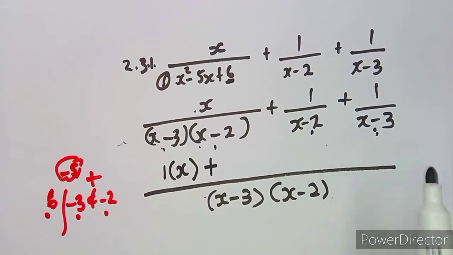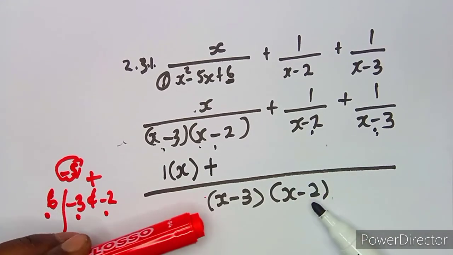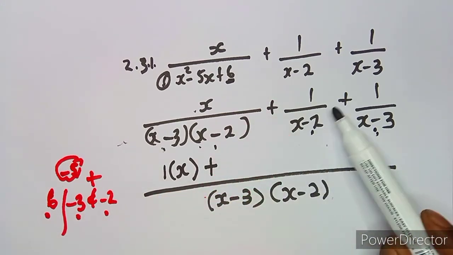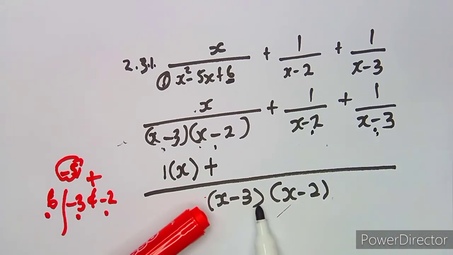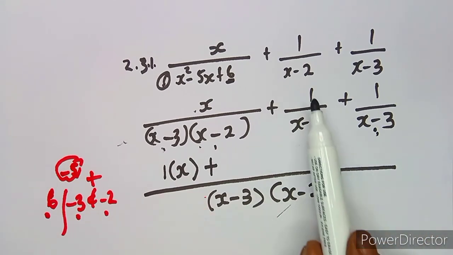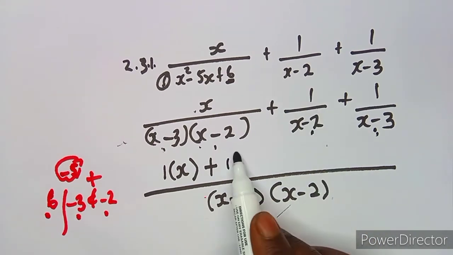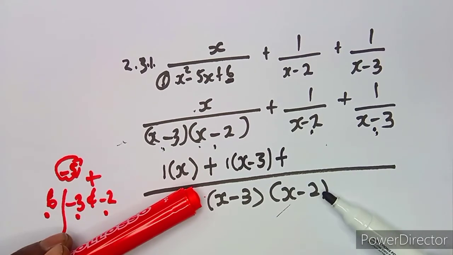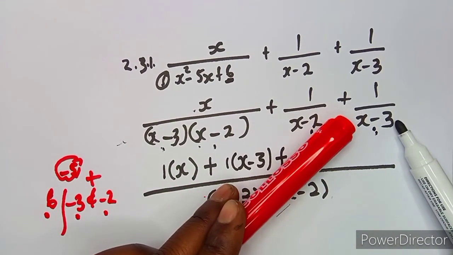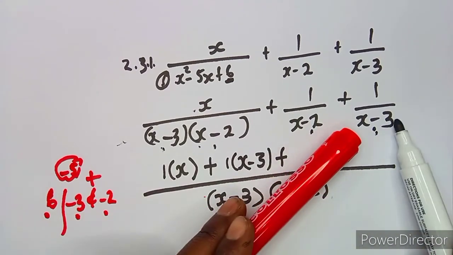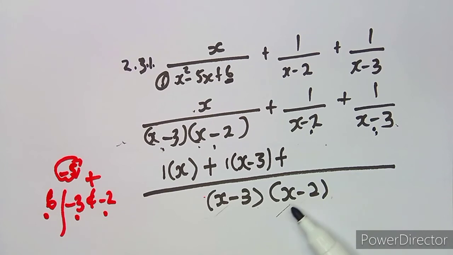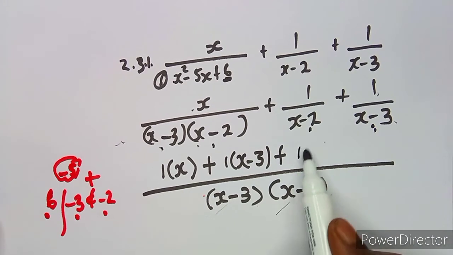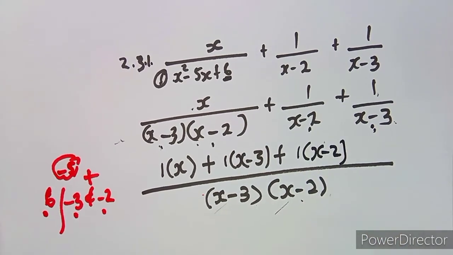Plus you move on to this one, this LCD divide by the denominator here. As you can see, x minus 2 and x minus 2 will cancel, so you're going to be left with x minus 3, which is going to be multiplied to 1. So it's going to be 1 times x minus 3. Plus, you divide again, your LCD divide by the denominator here. So as you can see, x minus 3 and x minus 3 will cancel each other. So which means you're going to be left with x minus 2, which is going to multiply the numerator there, which is 1. So it's 1 times x minus 2. So this is what you're going to have.